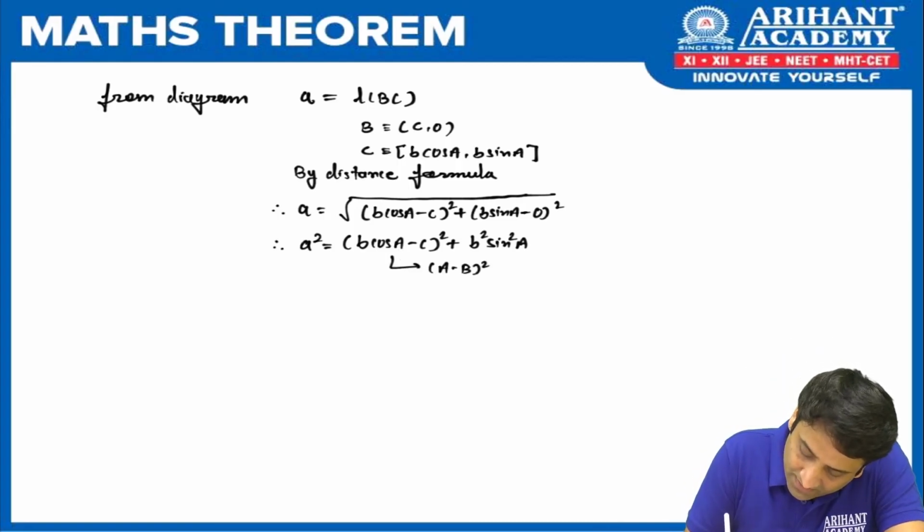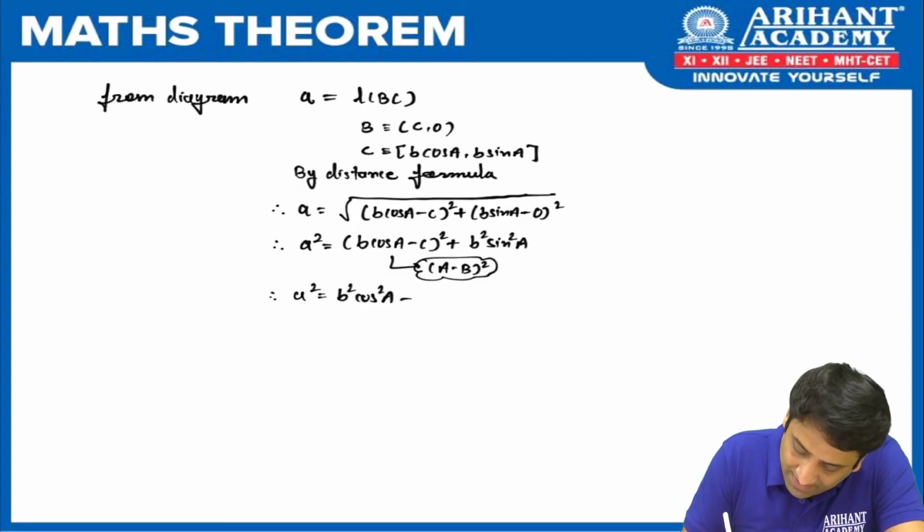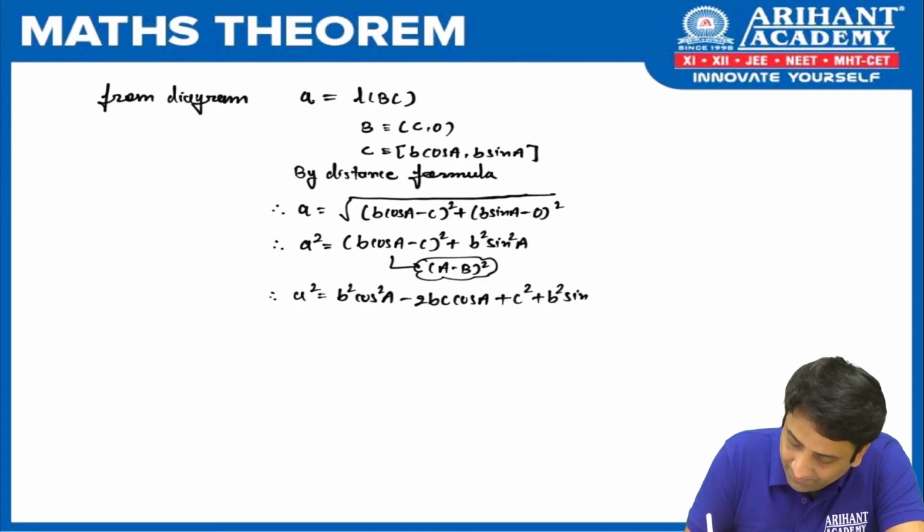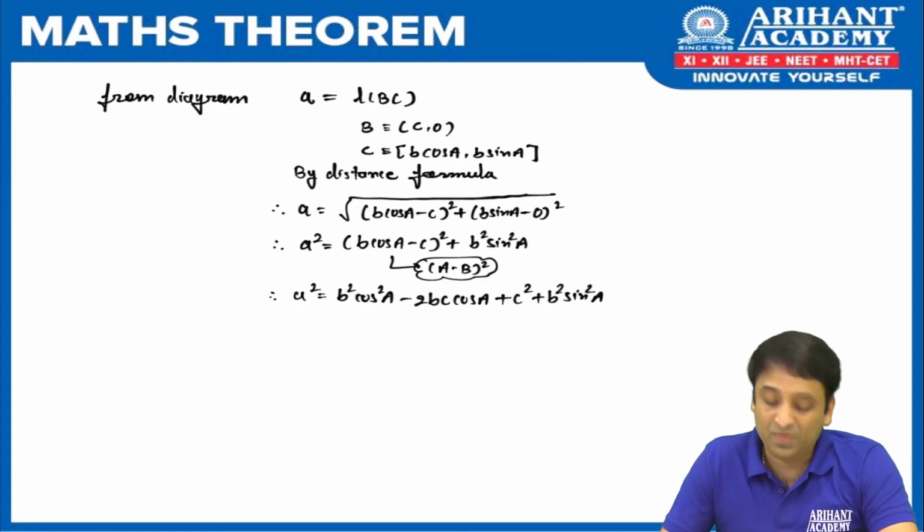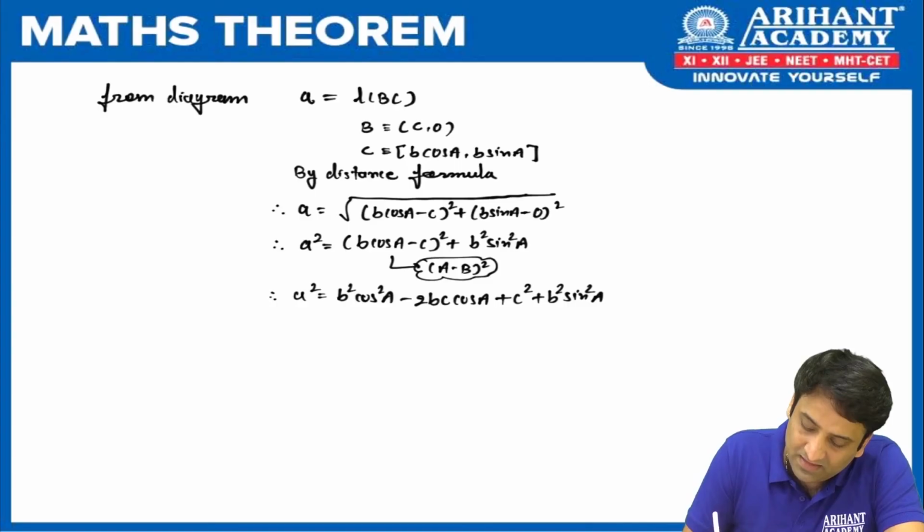Let's expand. What we get here? So therefore a squared is equal to b squared cos squared A minus 2bc cos A plus c squared plus b squared sin squared A. And if you are smart, tell me one thing, can't I club this term and this term?